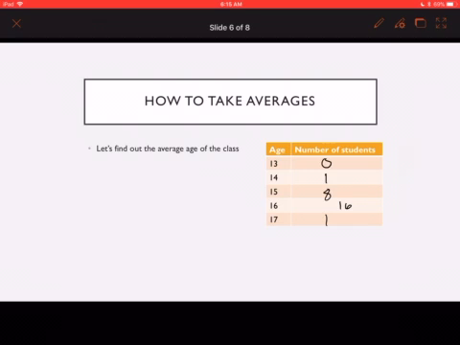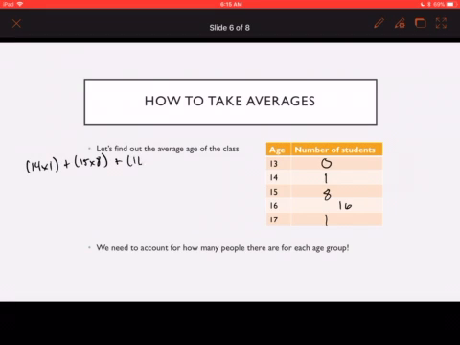Now to take the average, we need to account for how many people are in each age group. So what we would do is we'd say, okay, 14 times 1 plus 15 times 8, because there's 8 people with it, 16 times 16 plus 17 times 1. Now what do we divide this by? Remember, averages have to be divided by the whole. So we're going to divide by 1 plus 8 plus 16 plus 1, which is 26.